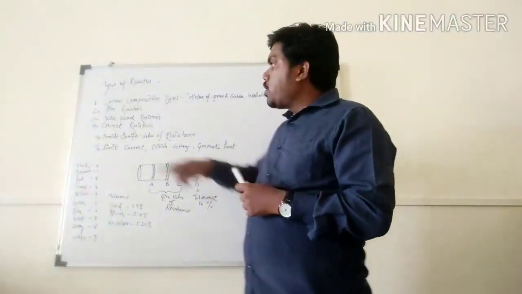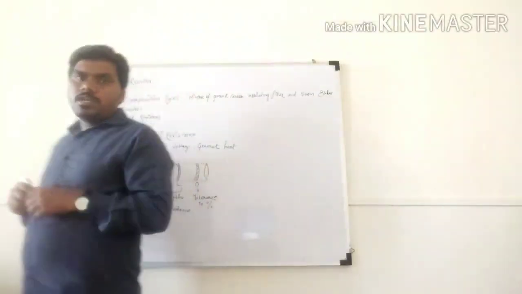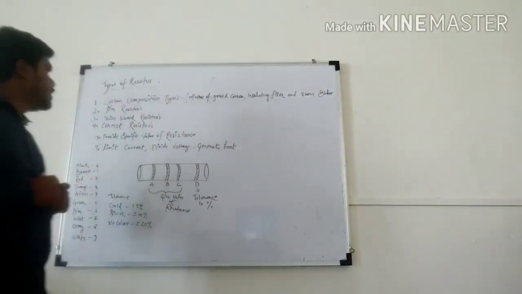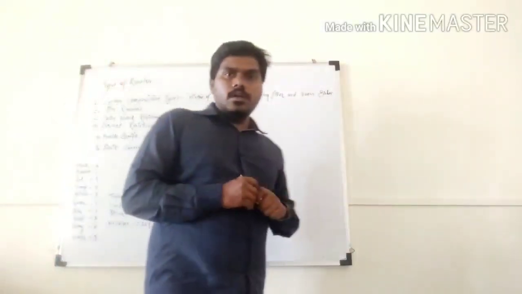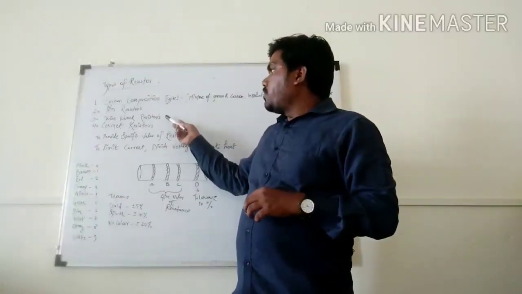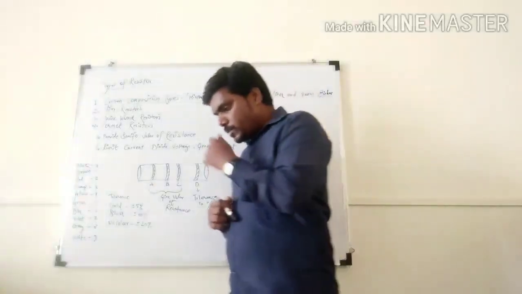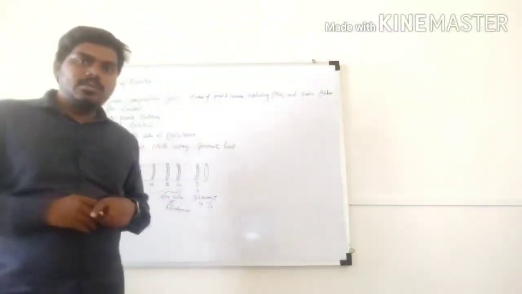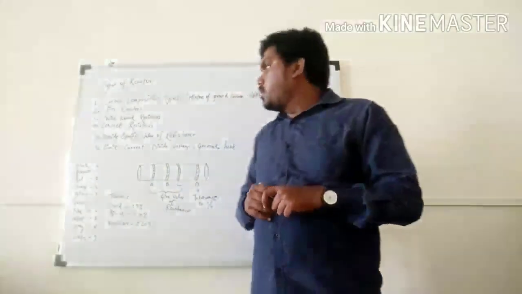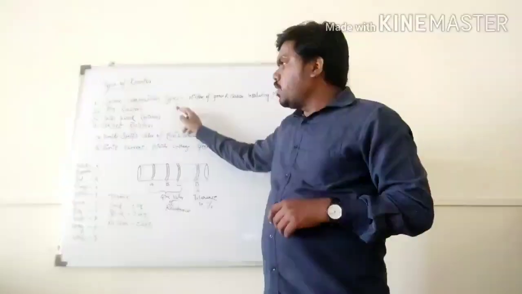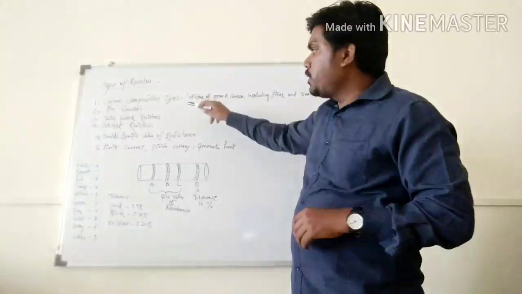First is the carbon composition type. This is the first type of resistor. Then we have film resistors, then wire wound resistors, and the fourth one is the cermet resistor. These are the commonly used resistors in the real world. We will not look at all these resistors in detail, I will explain only the first one.